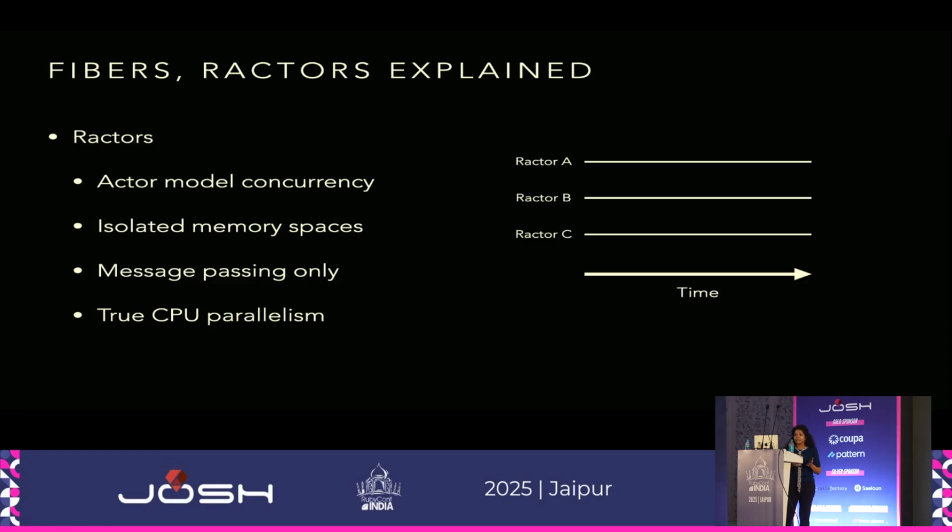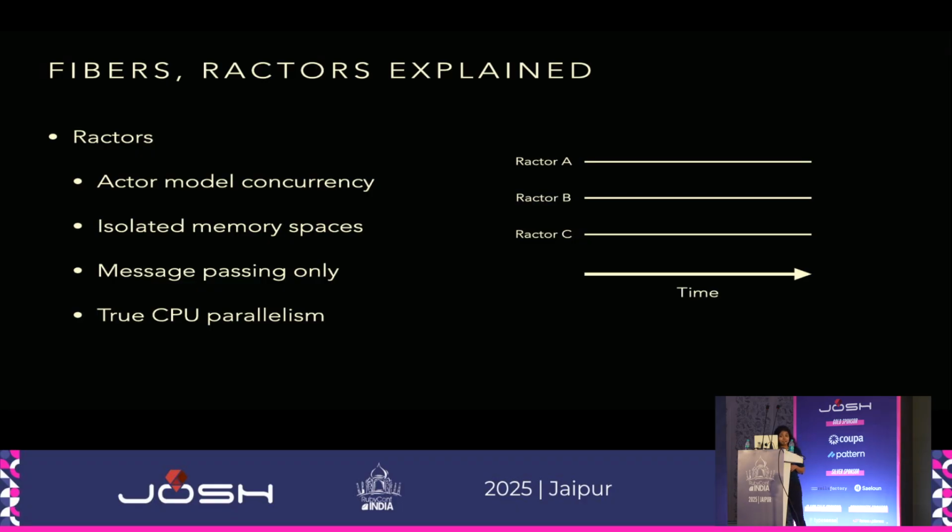On the other hand, you have reactors, which are completely different. Reactors implement the actor model, and they have isolated memory spaces. They can only communicate through message passing. This is a different form of threads, but with message passing, so they don't have any sort of shared state. Fibers are not executable in parallel, but reactors execute in parallel. As you can see here, reactors A, B, C can all execute simultaneously on different CPU cores. The isolation is by design, and it eliminates race conditions, because reactors can't share mutable state. They can't corrupt each other's data.